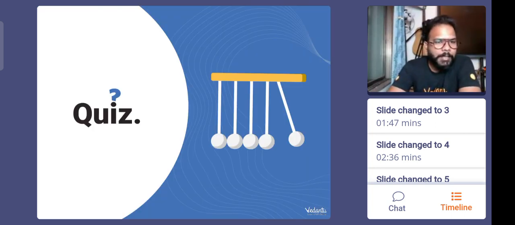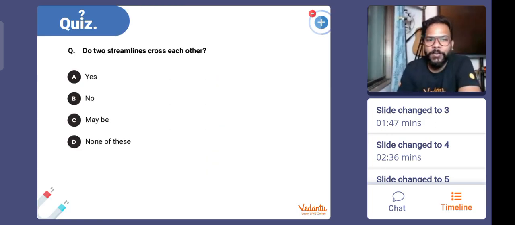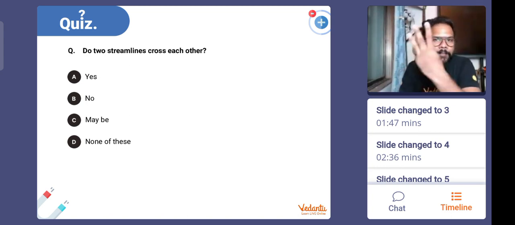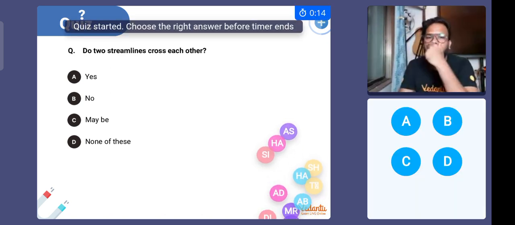Okay, everyone. So quickly answer a quiz question, and it's actually a free point for everyone. I've just answered this, so I'm sure that everyone will be able to answer this quick question in front of you. Do two streamlines ever cross each other? I'm giving you only 15 seconds for this. Do two streamlines ever cross each other? You have to answer in A, B, C, D. Time starts in 3, 2, and 1. Come on, everyone. 3 marks.